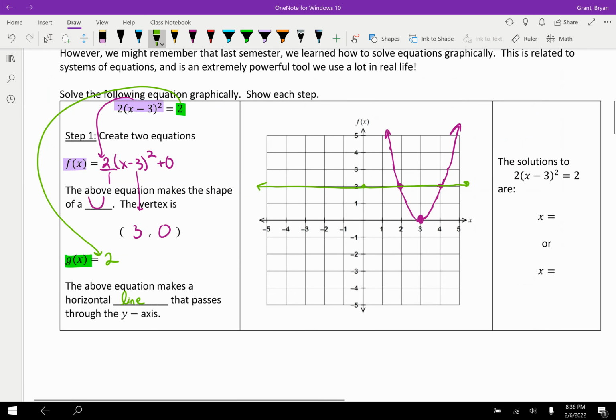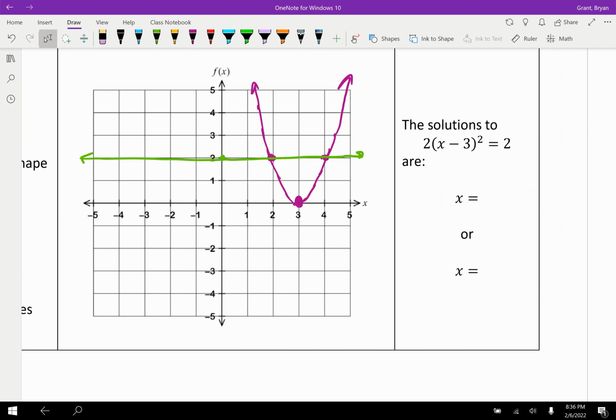Well, we've gone ahead then and we've taken this one equation and turned it into two graphs. How does that help us? Well, we should be able to look at these two graphs and determine, oh look, the point of intersection on the left is 2, 2, and on the right is 4, 2. So if you were asked to solve this equation, what would our solutions be? Well, they would be the x values, the 2 and the 4. X equals 2, x equals 4.